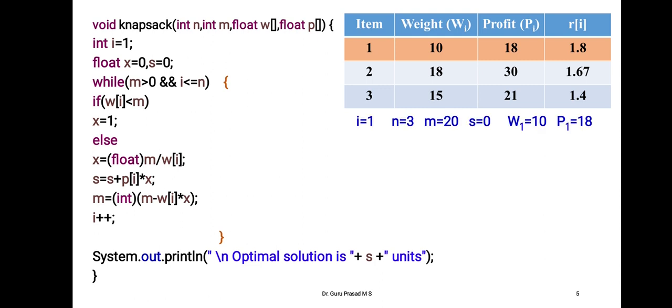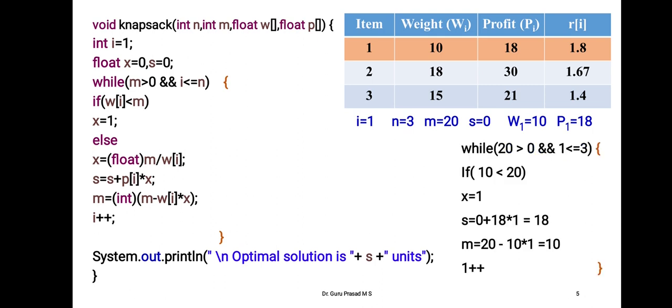Okay, the first iteration: I is 1, n is 3, number of items, m equal to 20, that is the bag capacity, sum of profit is 0, w1 is 10 and p1 is 18. In the while loop, m is 20, 20 greater than 0, true, and I less than or equal to n, 1 less than or equal to 3, true. Both conditions are true, so control comes inside the while loop. Inside the while loop, there is an if statement. If 10 less than 20, true. So the if condition is satisfied, so x value equal to 1. And when the if condition is executed, the control does not go to the else part.